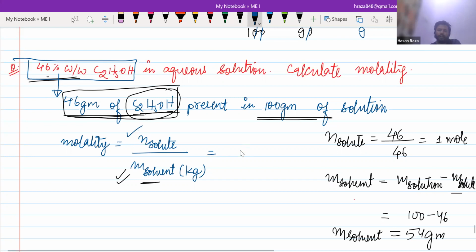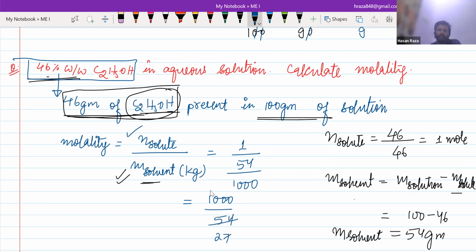Now number of moles of solute is 1. Mass of solvent is 54 gram, and to convert it into kg, we need to divide it by 1000, and it will be 1000 upon 54. That means it will be equal to 500 upon 27. Either you can write moles per kg, or you can write 500 upon 27 m. You can divide it.